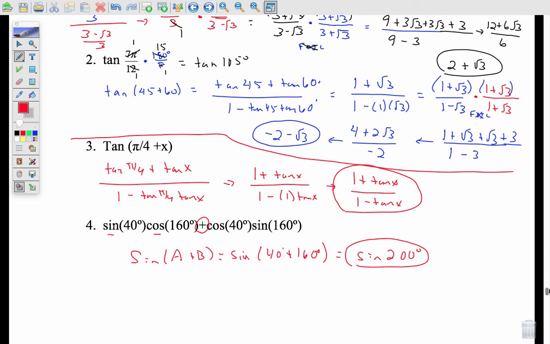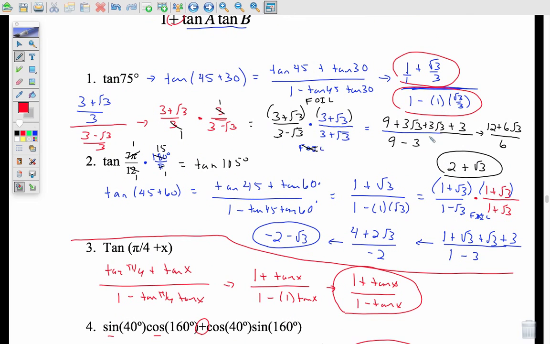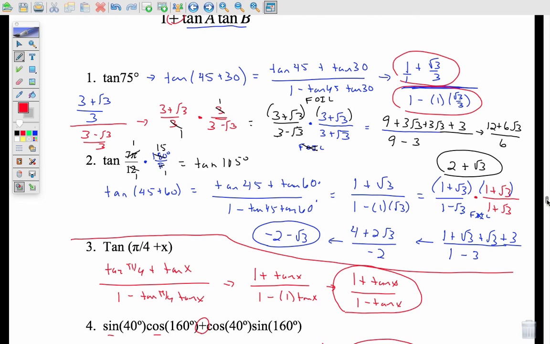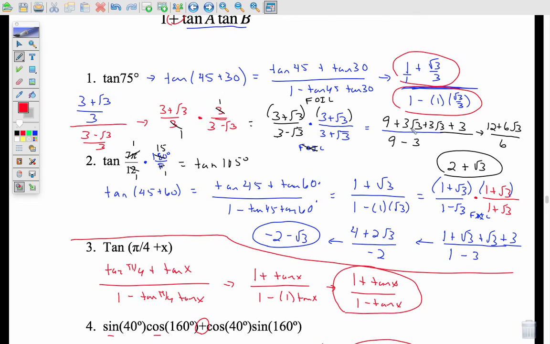So there's a look at our sum and difference formulas for tangents, keeping in mind that we have some extra work to do because of the fraction and because of the radical in the denominator. Don't forget about multiplying by the conjugate to simplify that denominator to where the radical has been removed. But again, that is our tangent sum and difference formulas.